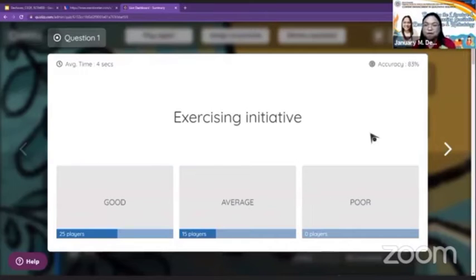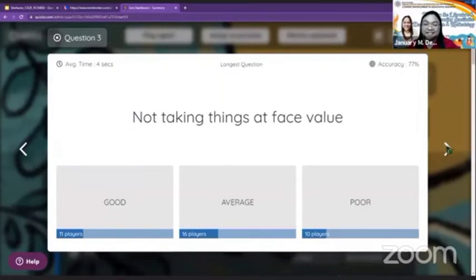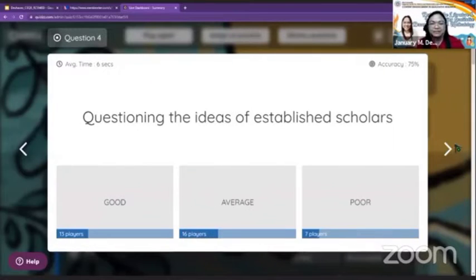So far, all of our researchers, I hope that you could see my screen. Most of our researchers can exercise initiative. They can think critically about ideas. Okay, not taking things at face value. As a qualitative researcher, one of the things that we really need to practice is we go beyond what we can see, we go beyond what we can observe, and we go beyond the data that we have collected. Anyway, I will explain that later.